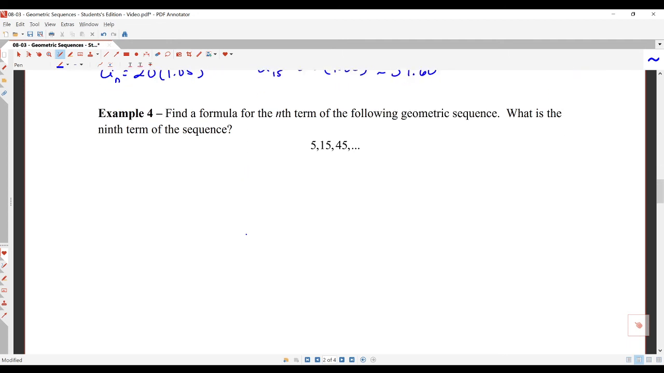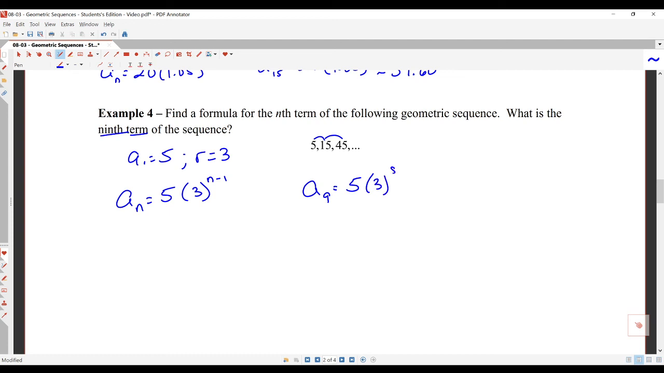Example 4, find the formula for the nth term of the following sequence and then tell us what the 9th term is. So our A1 is 5 and our common ratio is that it triples every time, so the ratio is 3. So AN is A1 times R to the n minus 1. If I want the 9th term, it's 5 times 3 to the 9 minus 1, or 8, and that comes out to be 32,805. I'm going to go ahead and cut it here just to keep the notes at a nice length.